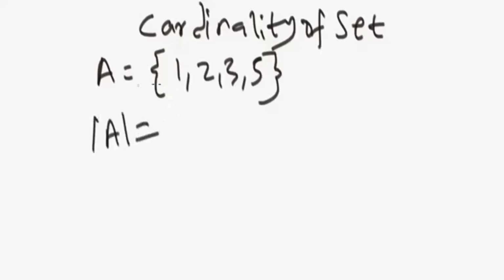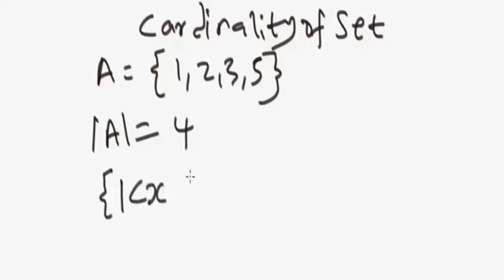The cardinality of this set: how many elements do we have? We have 4, so it will be 4. Okay, let's look at a more challenging example. We are given these values.